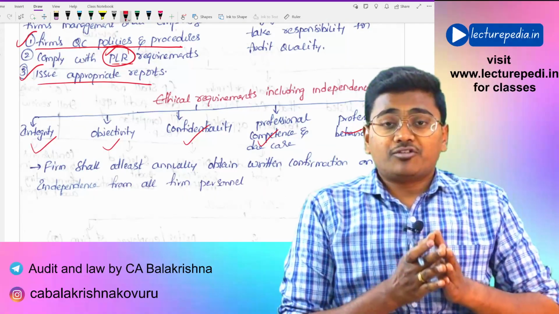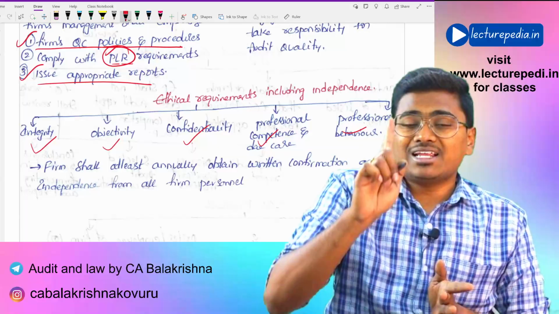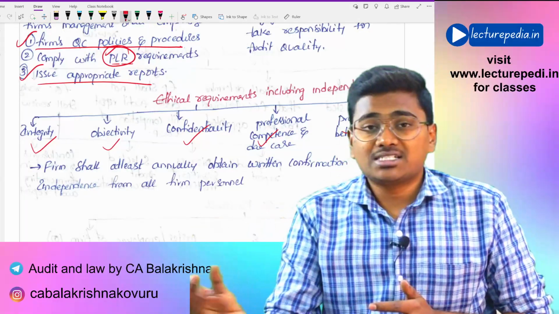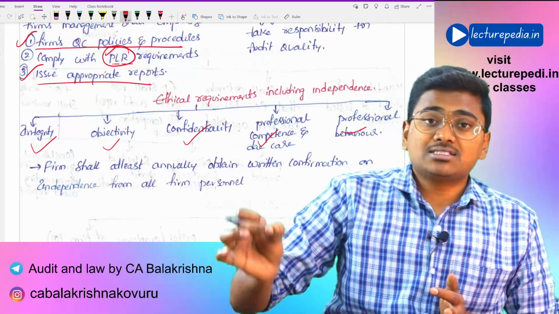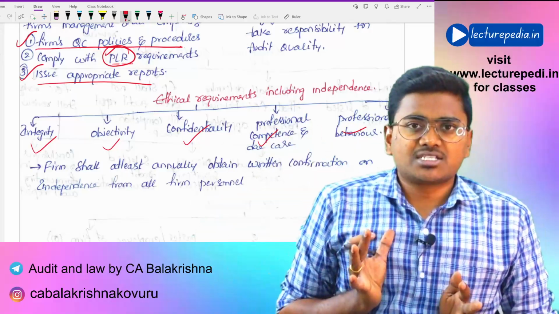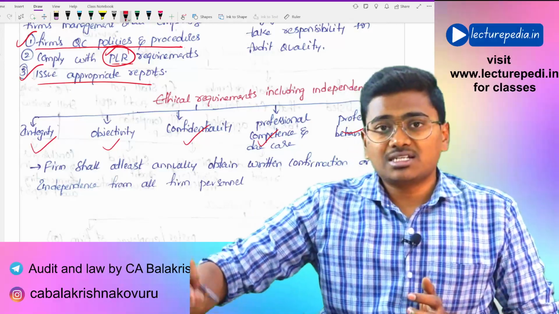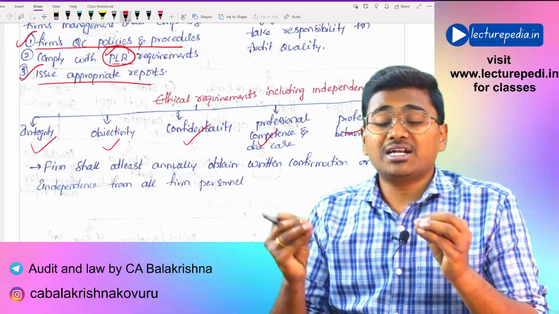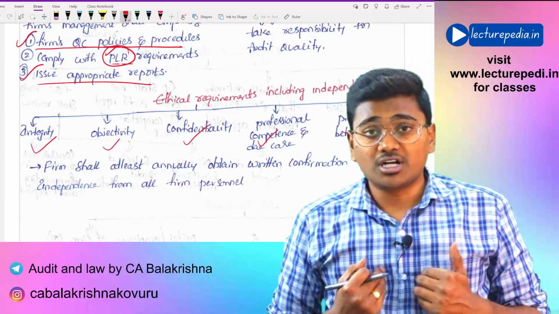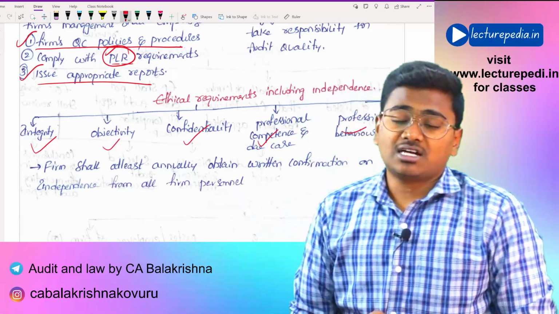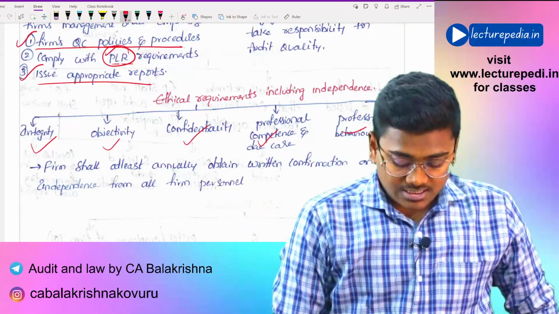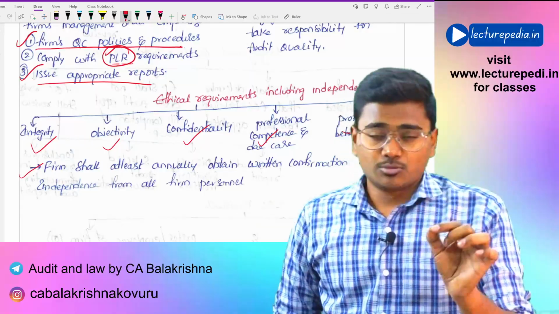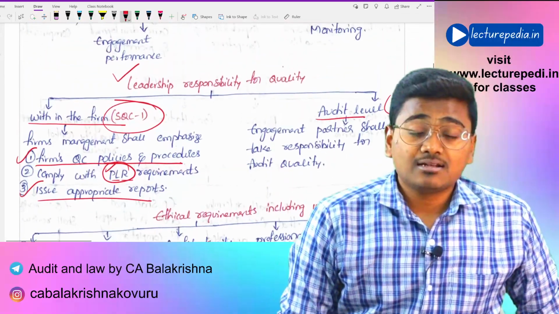And the audit firm should at least once in every year obtain a written confirmation from all the audit staff regarding independence, a declaration of independence, stating that that particular person is independent from all the clients of the audit firm. Like this, an independence declaration has to be obtained by the audit firm from all its audit staff at least once in every year. That is the requirement. This is the second element of system of quality control, which is ethical requirements.